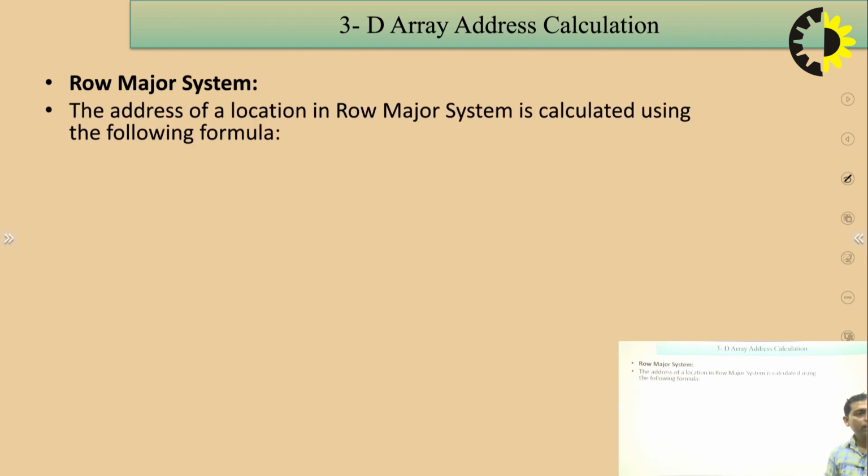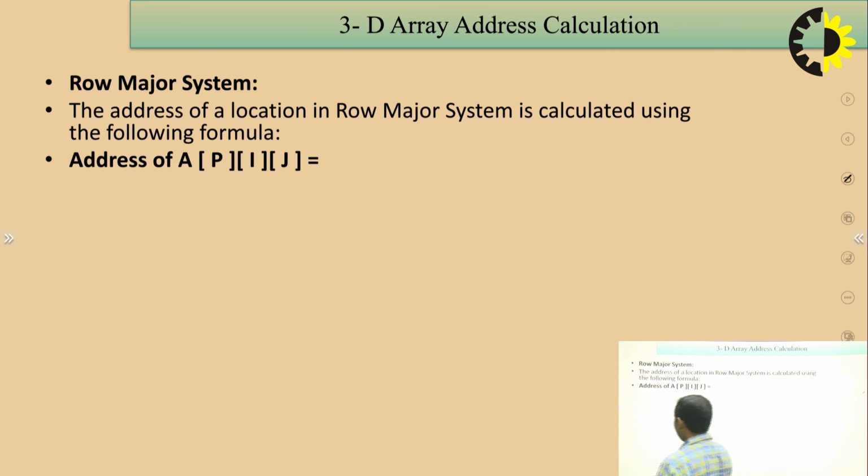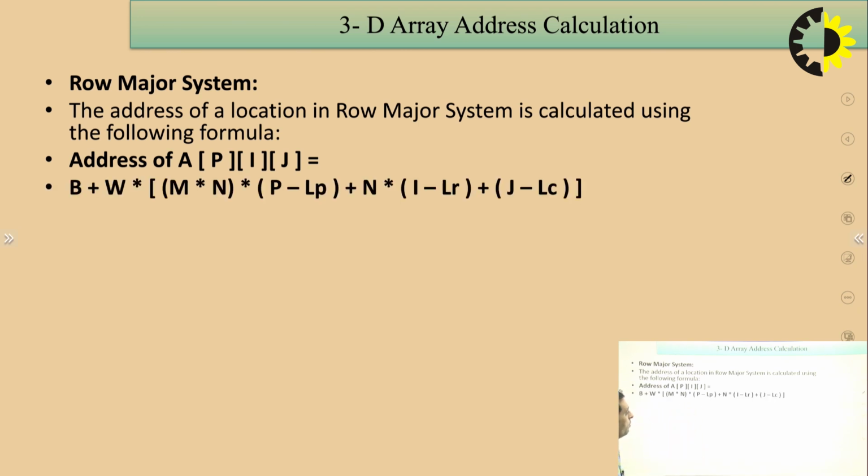The address of a location in the row major system is calculated using a formula. This is the formula, address of A[P][I][J]. P is the desired page, I is the desired row, and J is the desired column index. The formula is this one. What is B? Here we already know B is the base address of the array. What is W? W is the word size, or we can say how many bytes a particular element of the array occupies. This is the same as 2D, and this is multiplied by the number of elements before the desired element.